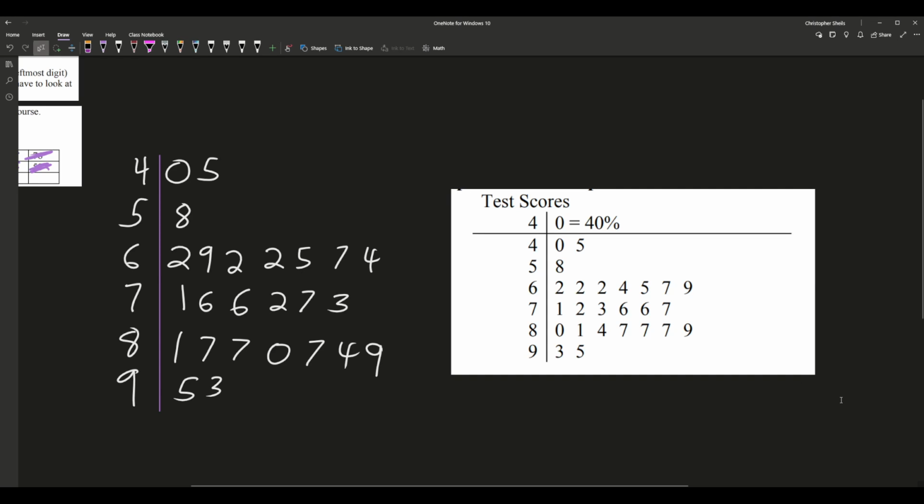Awesome. So this is a stem and leaf plot. And here also, not only do they have a title, but they have a legend up top here. So this is saying that a stem of 4 with a leaf of 0 means 40%.